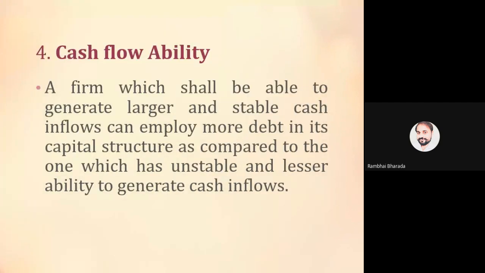Number 4, cash flow ability. The same rule is applicable here. Cash flow ability means if the company has stable cash inflow. Stable cash inflow means like this. If the company has stable inflow, it means the income remains the same. Income remains the same, it means profit remains the same. If the profit remains the same, the company has the ability to pay interest on debt capital.